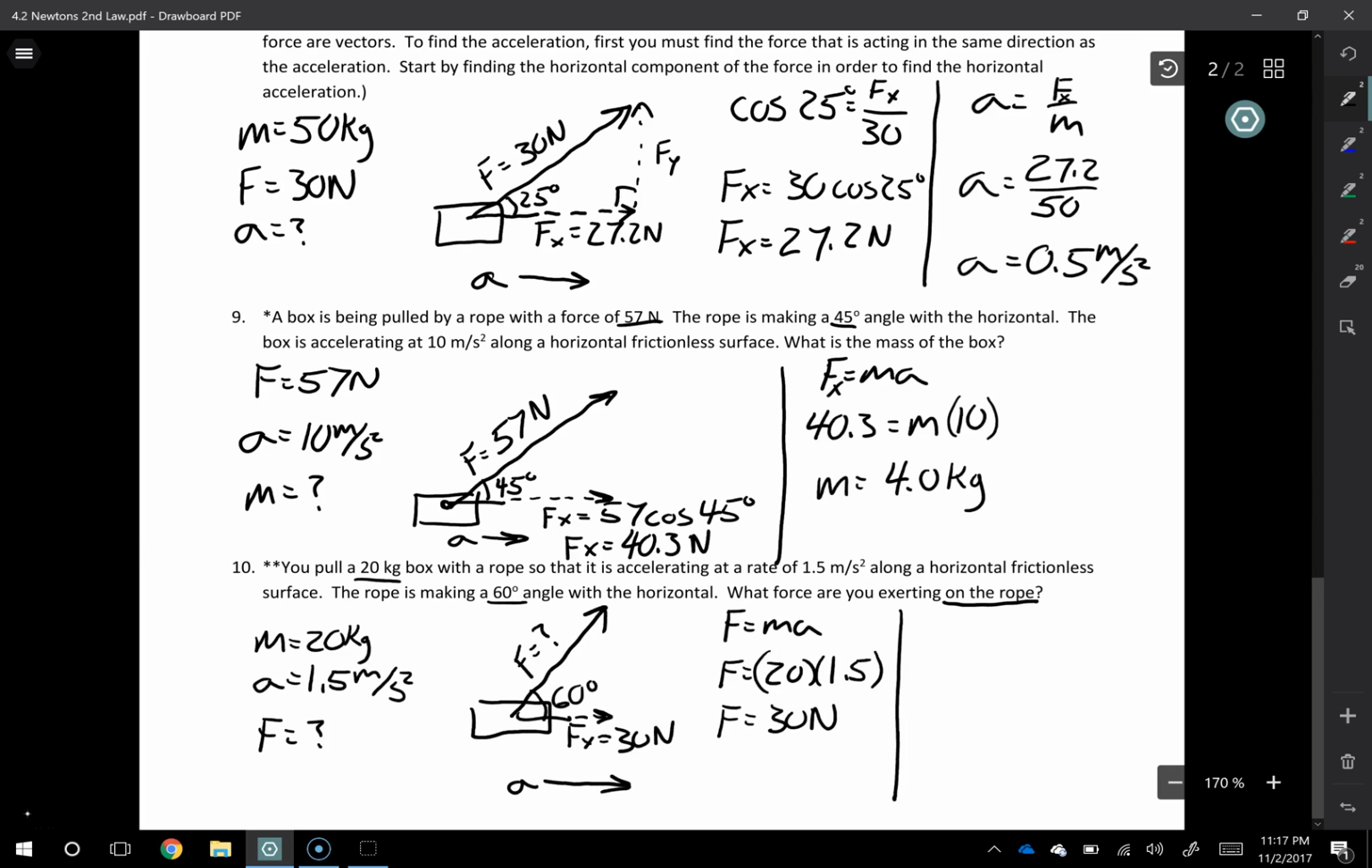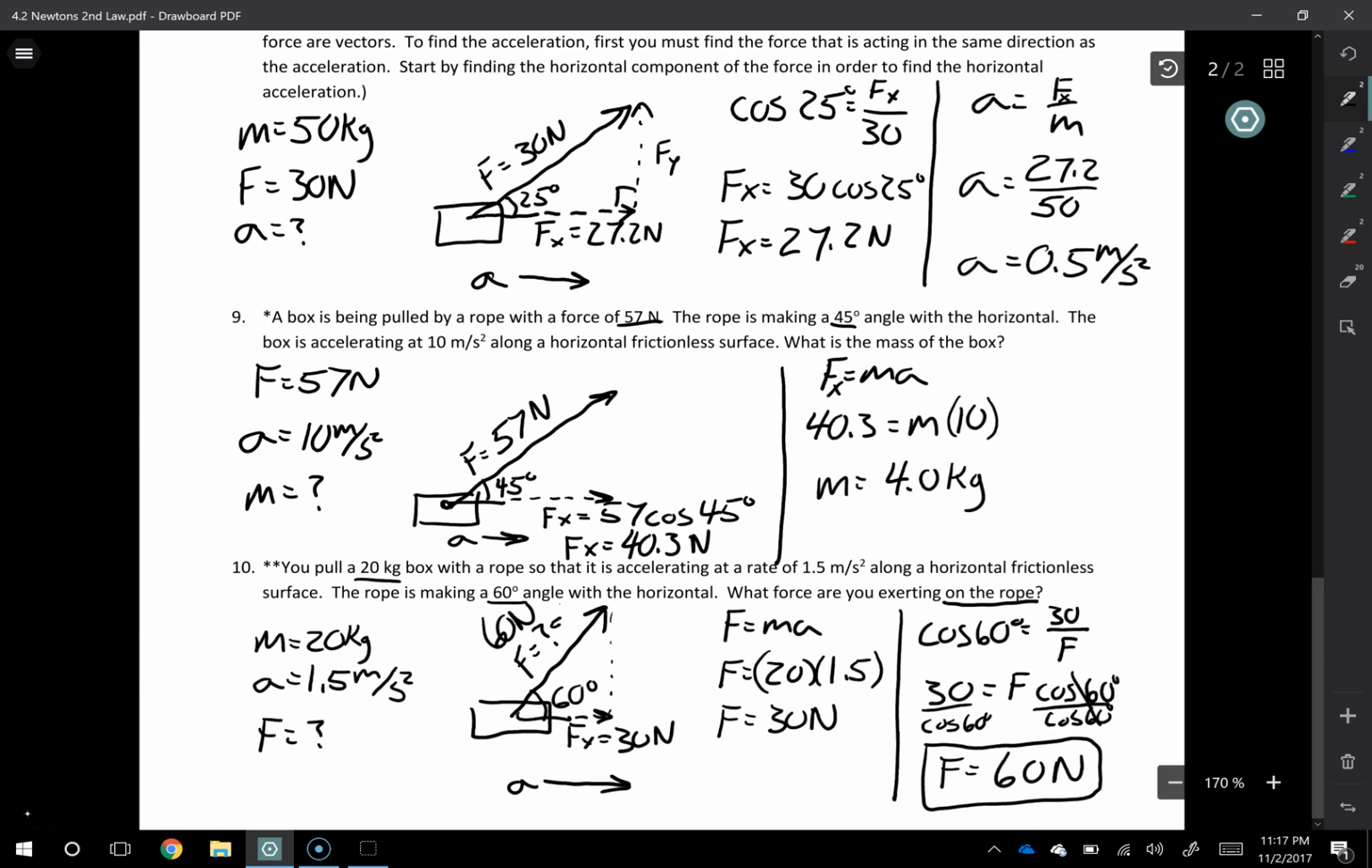All right, so how are we going to do that? It's just trig. Here's your triangle. This is the adjacent. This is the hypotenuse. So cosine of 60 is equal to your adjacent, which is 30 newtons, divided by the hypotenuse. And when you cross multiply, you get 30 is equal to F cosine 60 degrees. And when you divide by cosine 60, you get 60 newtons. That's this force. 60 newtons. That's the answer. Not 30. They're saying, what force are you exerting on the rope? The hypotenuse. Very tricky.